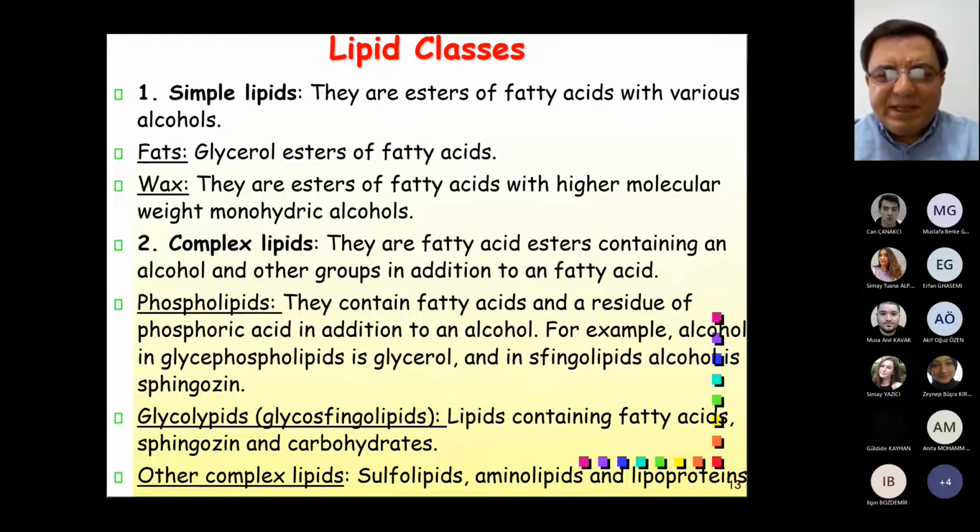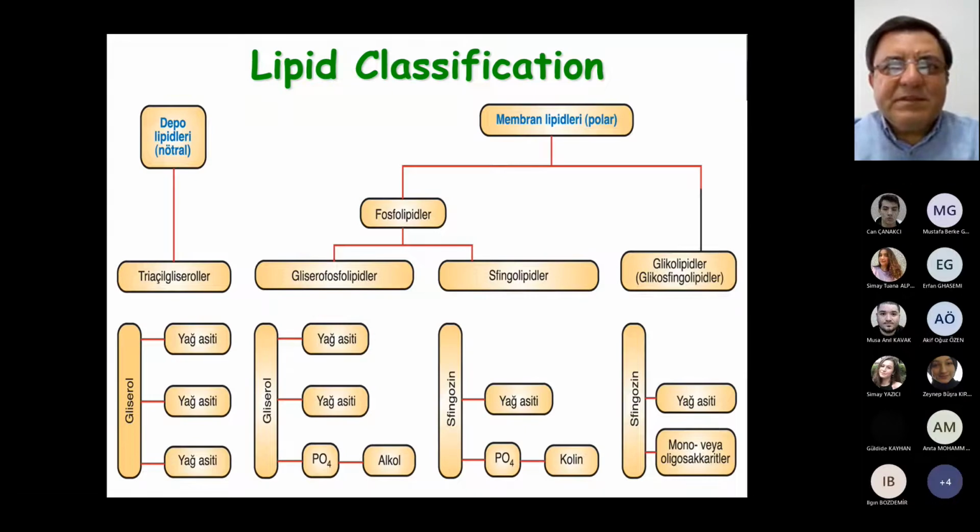Some main examples of complex lipids are the phospholipids. Phospholipids contain fatty acids and phosphoric acid, which is linked to an alcoholic group; the alcohol in phospholipids is glycerol, and it is sphingosine, for example, in sphingolipids. Glycolipids contain fatty acids, carbohydrates and sphingosine, and other types of complex lipids are sulfolipids and lipoproteins. And in the lipid classification, as you see, these are the storage lipids and membrane lipids, as we talk about that.